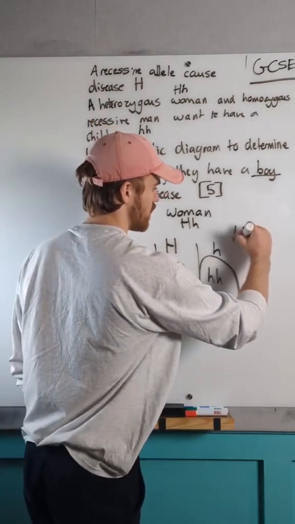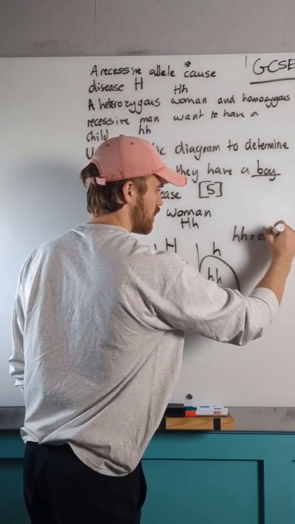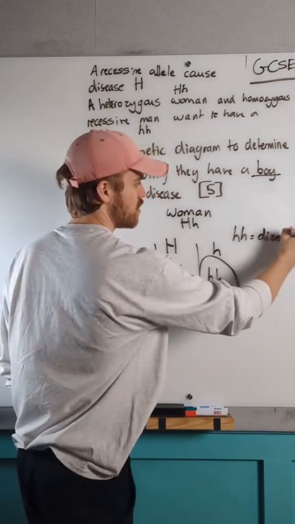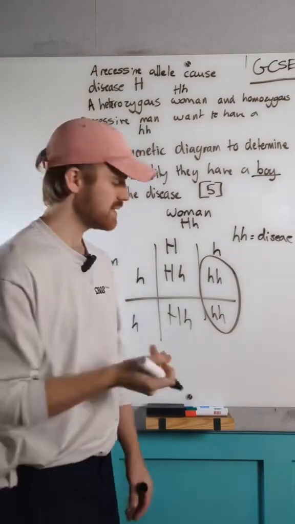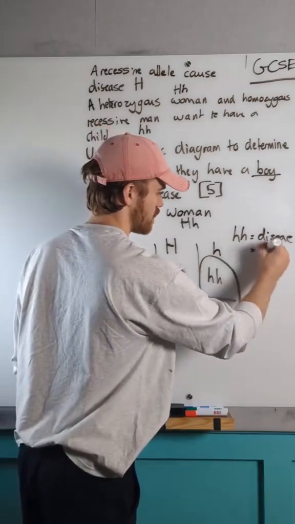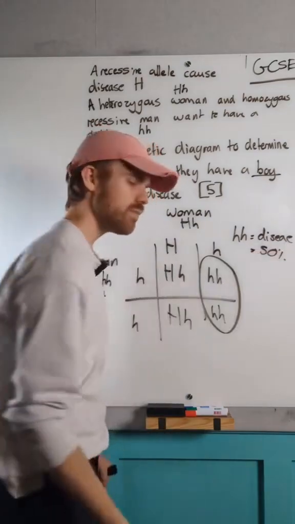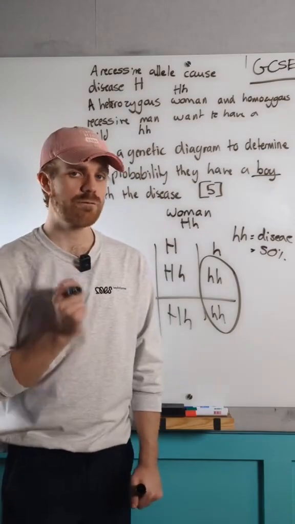So I would write down that the homozygous recessive genotypes have the disease and that the probability of this is 50%. But I've not finished. I've only got 4 marks so far.